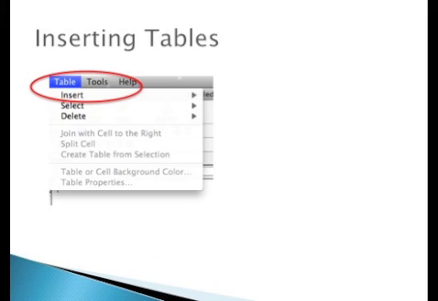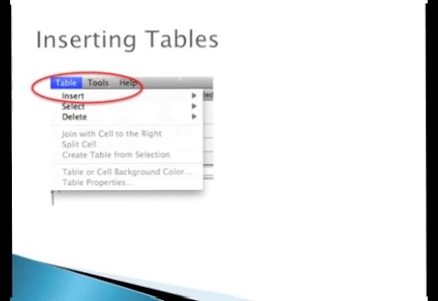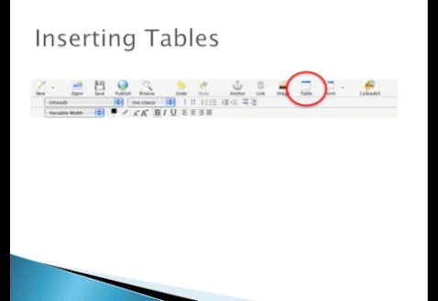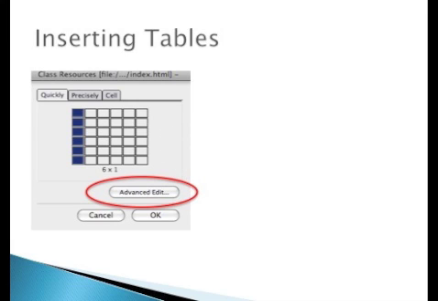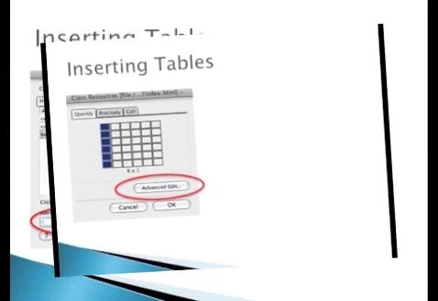Next, let's look at how to insert tables. And remember, you can use a table to create your navigation strip. Go to the Tables menu, select Insert, or go to Tables on the menu bar and click the little icon that says Tables. Now you can quickly create a table by highlighting the cells in this grid. So I've highlighted the first column, which means I will have a table that is 1 column wide by 6 rows deep. Now I can also click on Advanced.